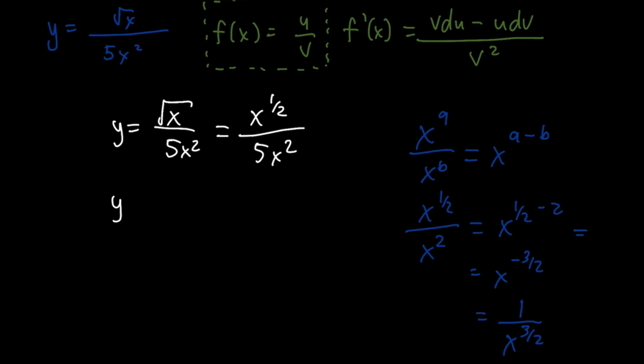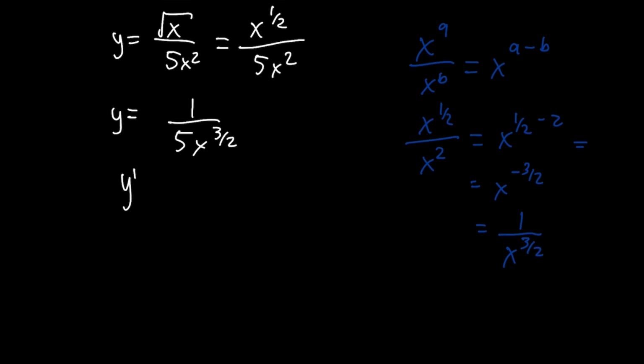So we can write this as 1 all over 5x raised to 3/2. And we can now differentiate this. Let's copy the denominator, which is 5x raised to 3/2, and differentiate the numerator. The derivative of a constant is 0, minus. Let's copy the numerator, then derive the denominator.